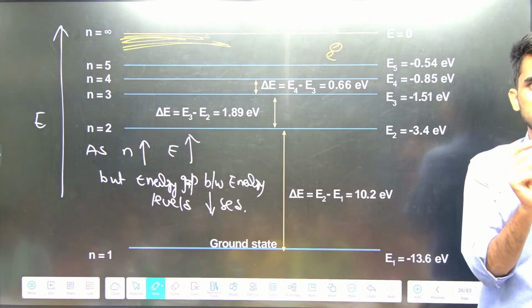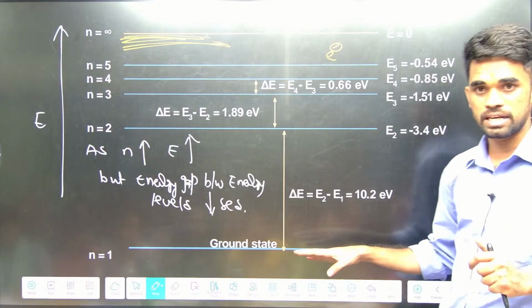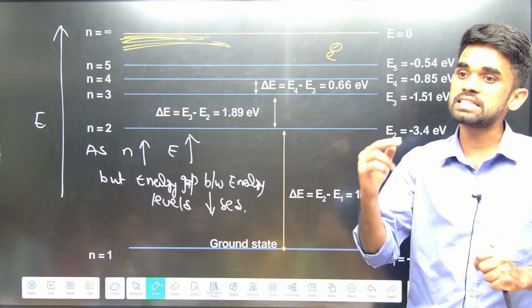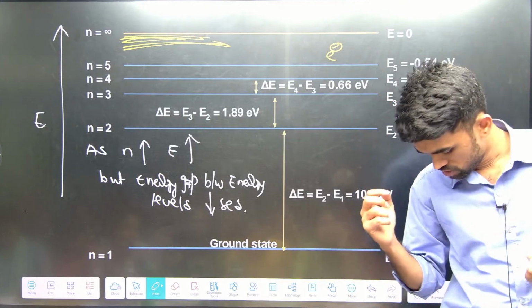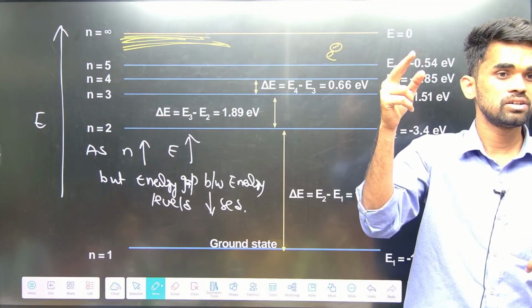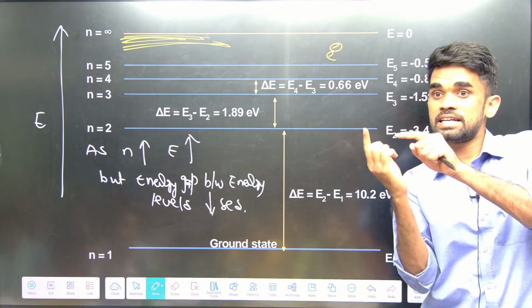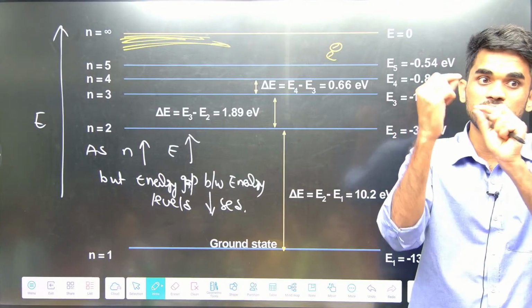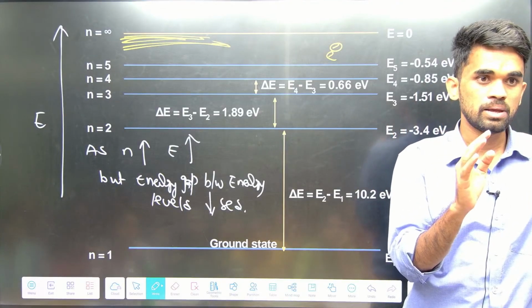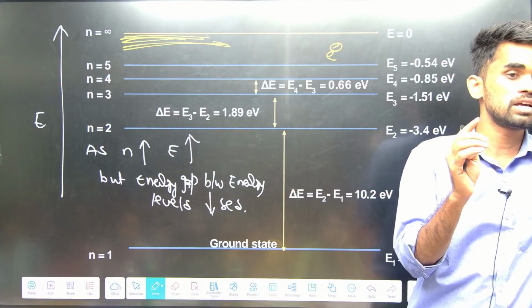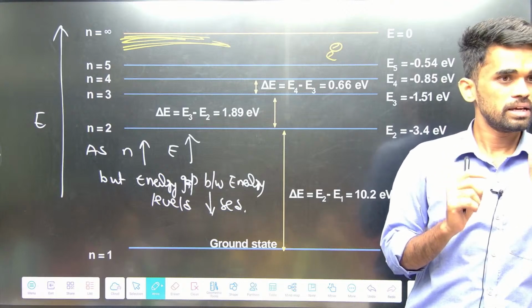Now I am using some terms, you just listen. Ground state means n equals 1. First excited state is n equals 2, second excited state is n equals 3, third excited state is n equals 4. That difference you should keep in your mind. Don't think first excited state means n equals 1. No, ground state means n equals 1. Is this clear, everyone?